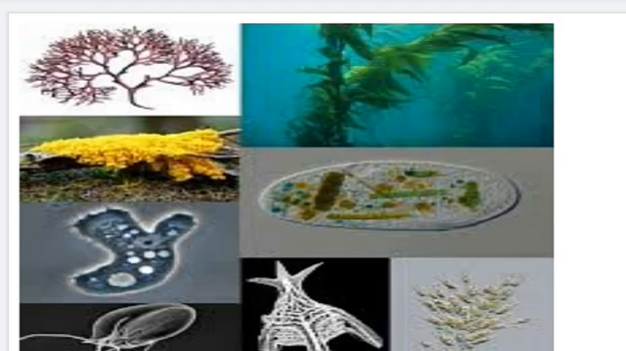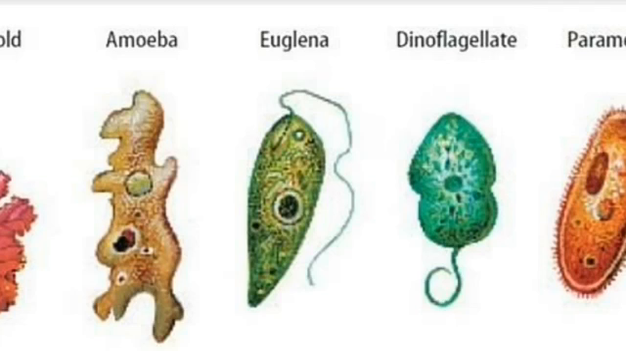Now let us come to kingdom Protista. It is divided into five groups, that is chrysophytes, dinoflagellates, euglenoids, slime molds, and protozoans.